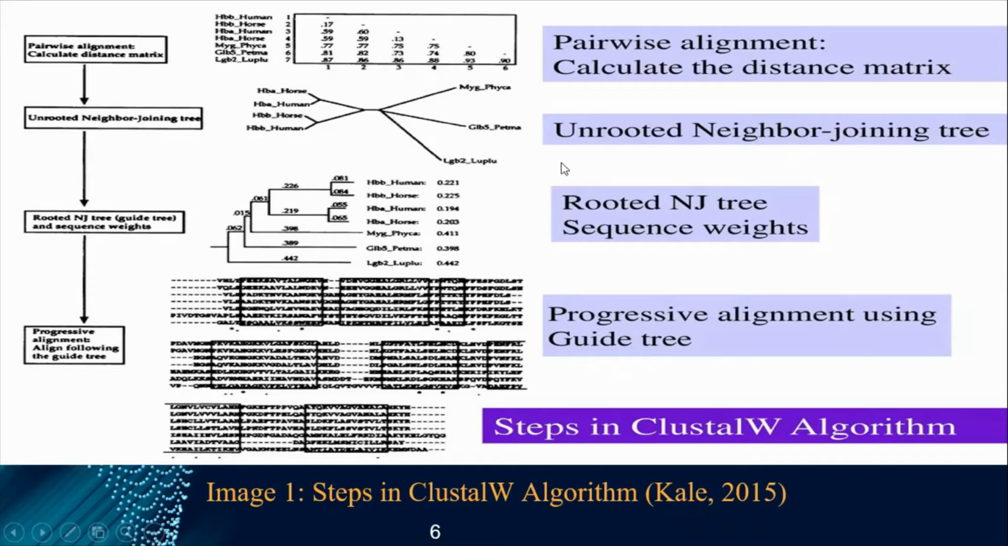Next, they would create the rooted neighbor joining tree by using sequence weights. And these numbers here are the sequence weights. These are the weights for each of these sequences. And the next step is the progressive alignment, which is done with the use of the guide tree. So in this step is basically where all the sequences will be aligned to form the multiple sequence alignment.